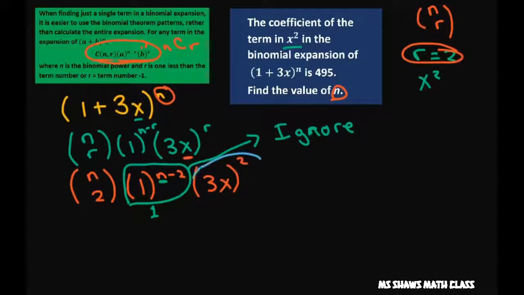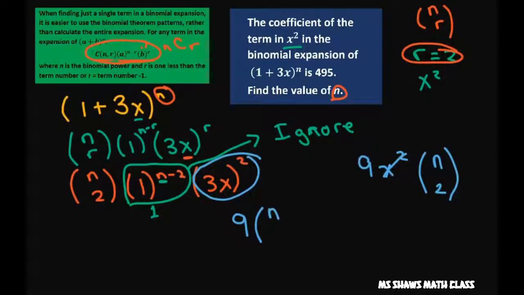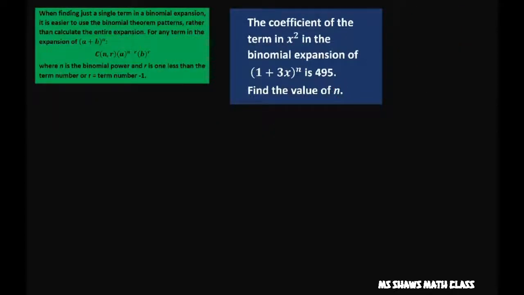So when I take care of this, I get 9x squared. And we're going to have n choose 2. Now we don't need the x squared because we already know that that's going to be our term. So what we really have is 9 times n choose r, because this equals x squared, so those x squareds would cancel. So let's look at that. We have 9 times n choose r.